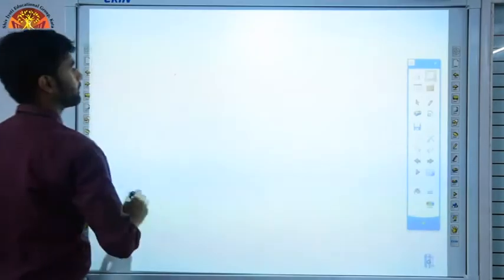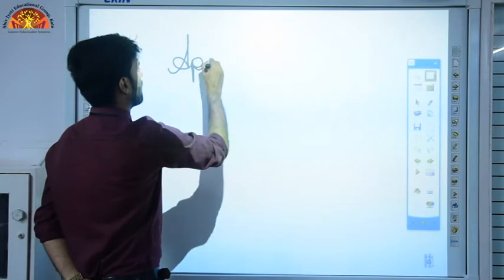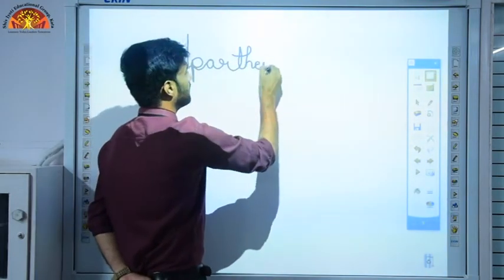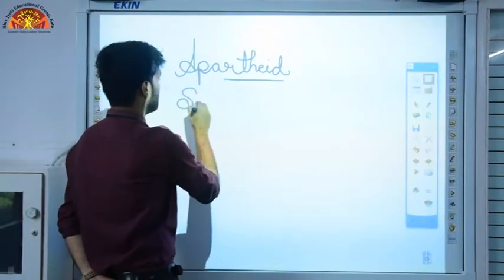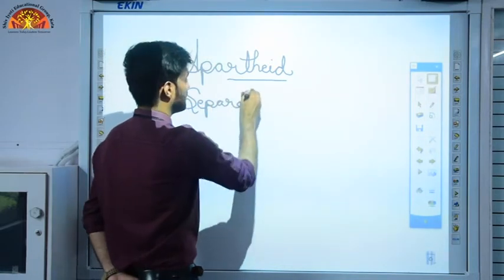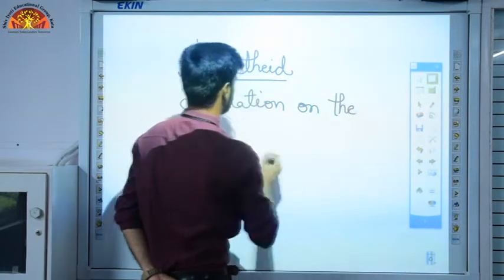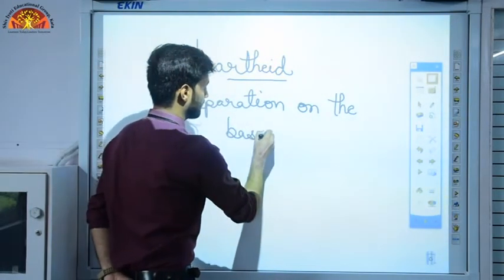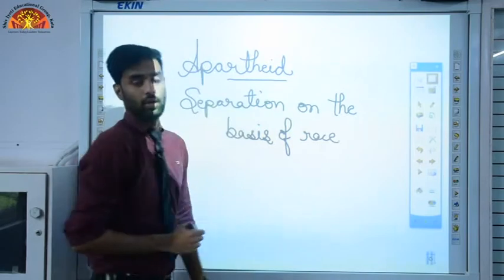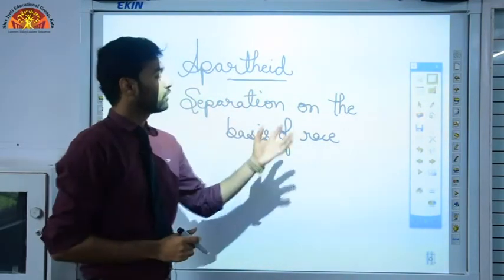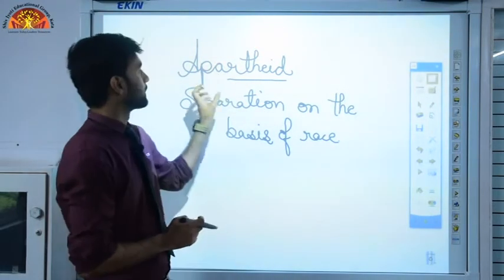So students, you all know that apartheid is an African word. It's an African word, and what does this mean? It means separation on the basis of race. When people are divided on the basis of their race, on the basis of colors, for that we have a word in African language, and that is called apartheid.